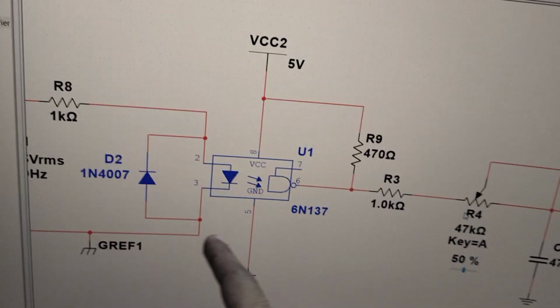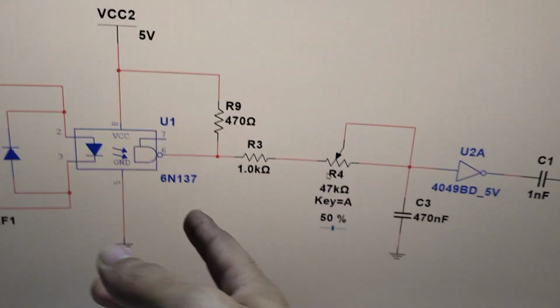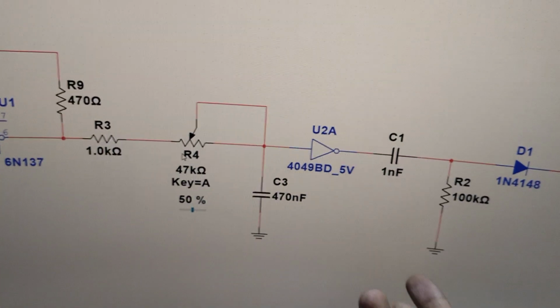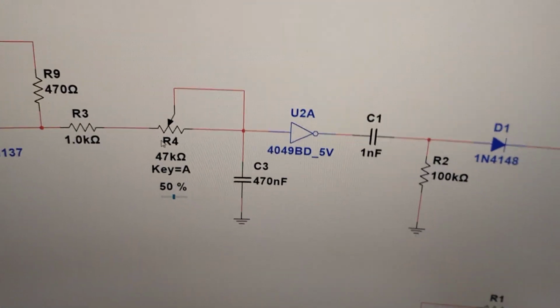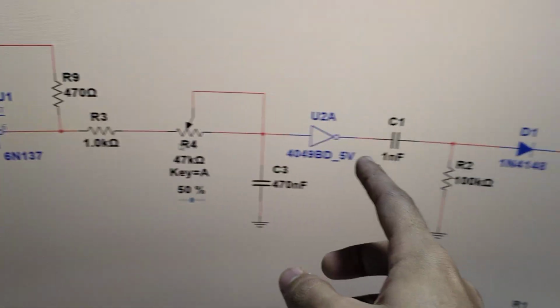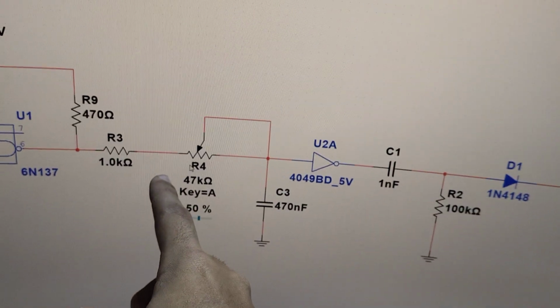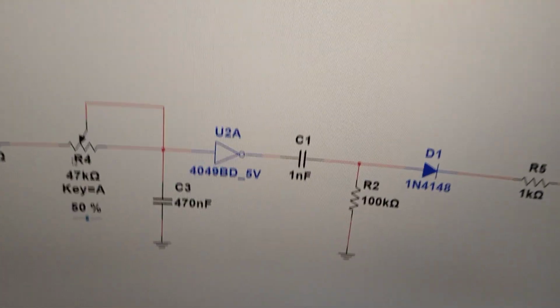When this positive half cycle is there, this is going to go low, but we want the non-inverted output, so we invert it again. If you do two inversions, you're going to get back the original output, and that's what we're going to have here. We're going to have the non-inverted square wave output here, which is delayed. So that's up till this point.